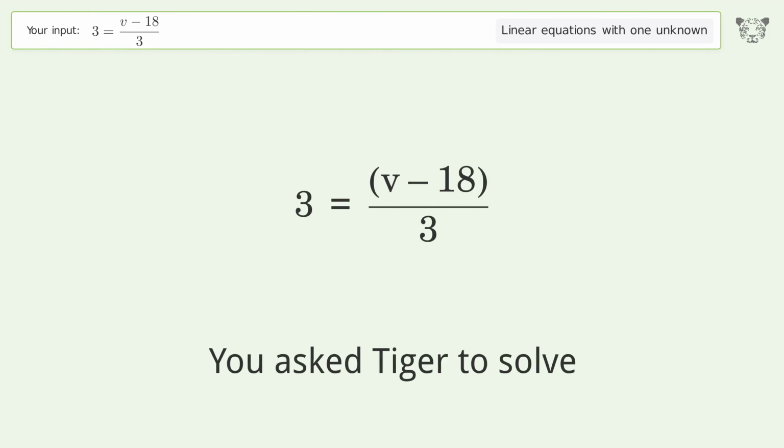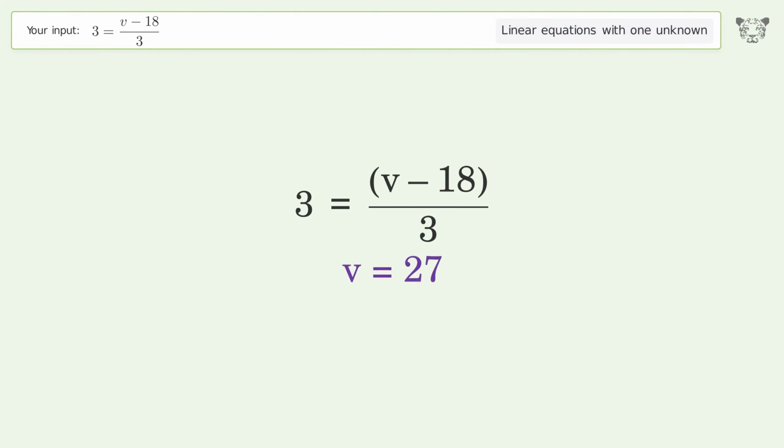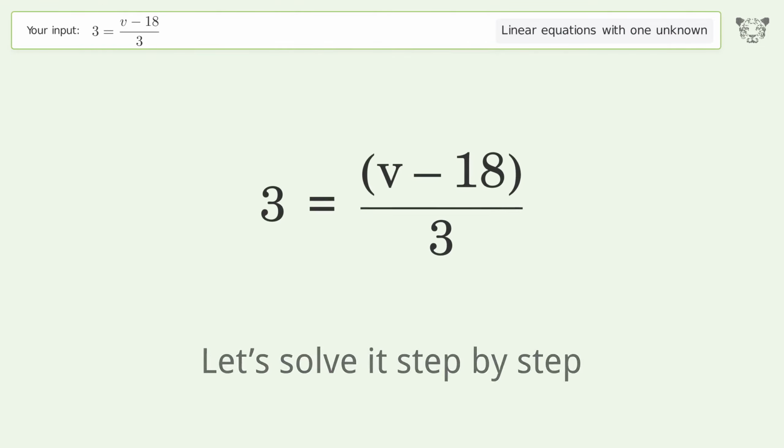You ask Tiger to solve. This deals with linear equations with one unknown. The final result is v equals 27. Let's solve it step by step.